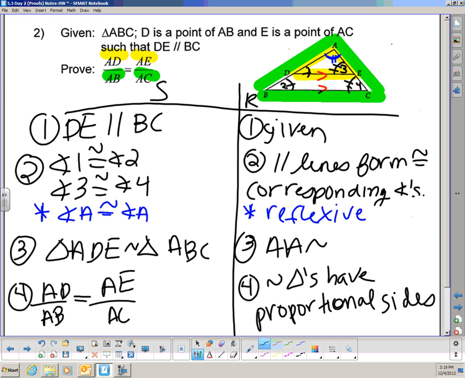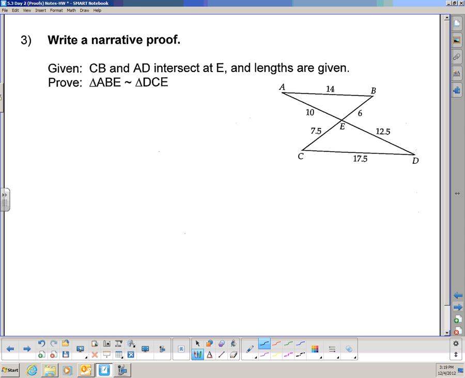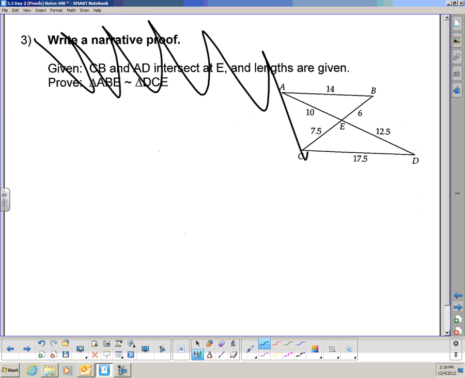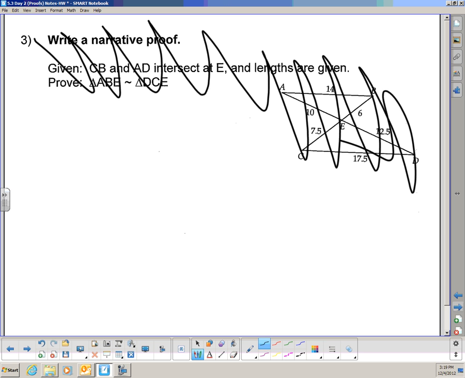Okay, so there you have it. This next one, we're going to cross it out. We don't do narrative proofs anymore, so feel free to just get rid of this. Our proofs are all done formally or informally, not as narratives, not as paragraphs.